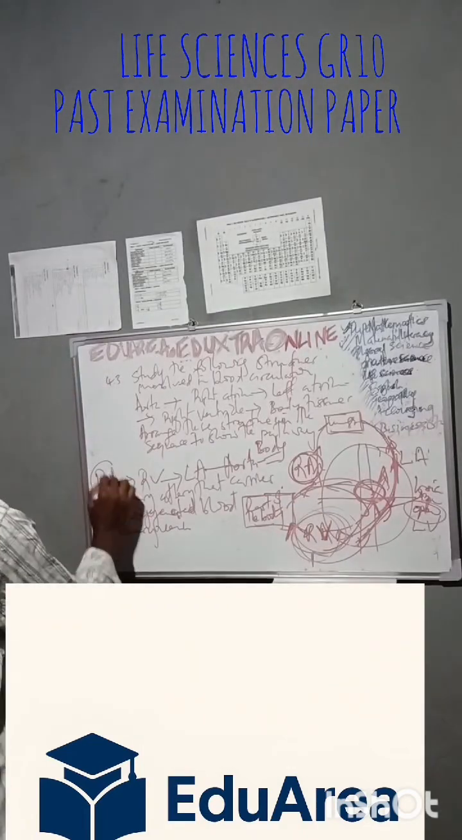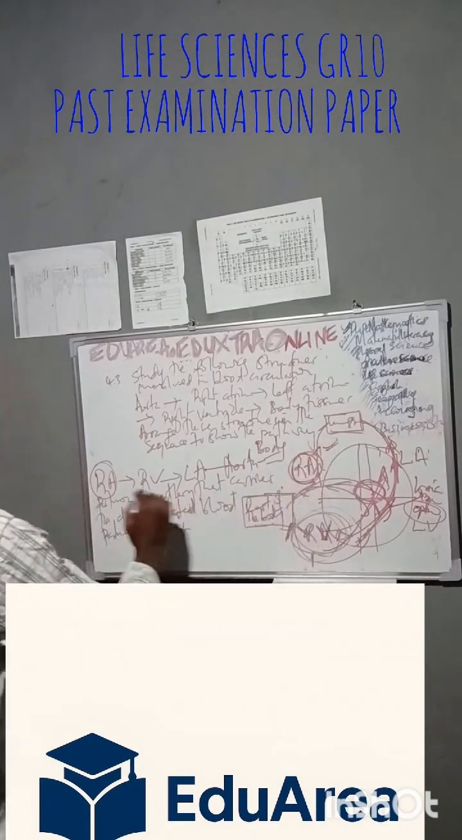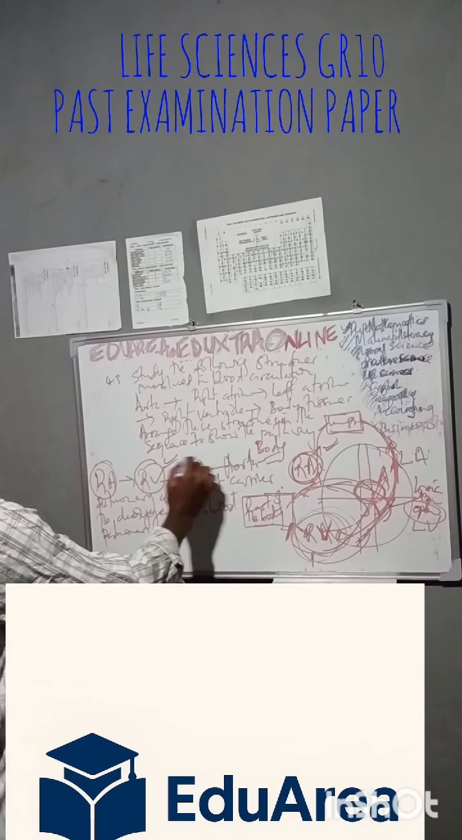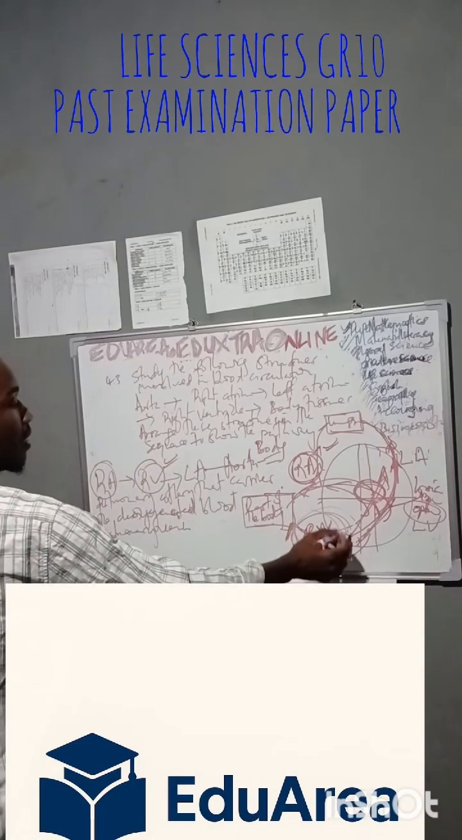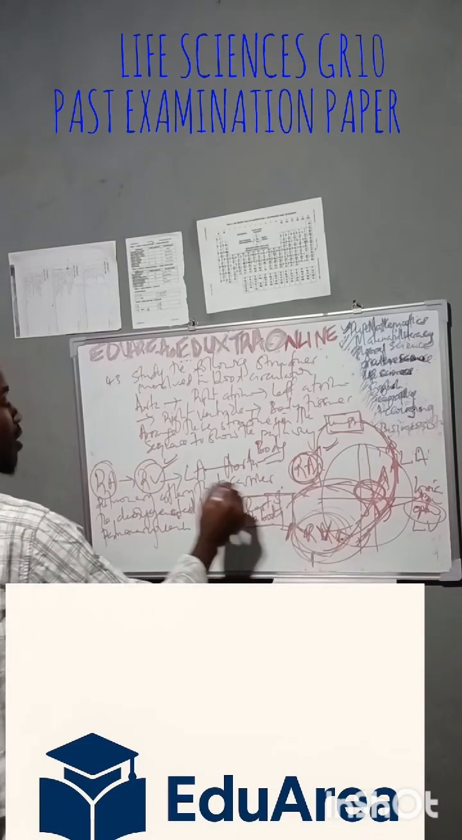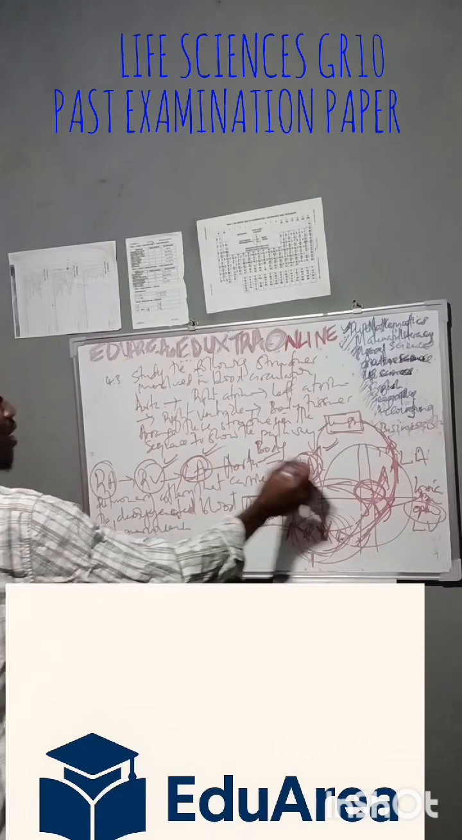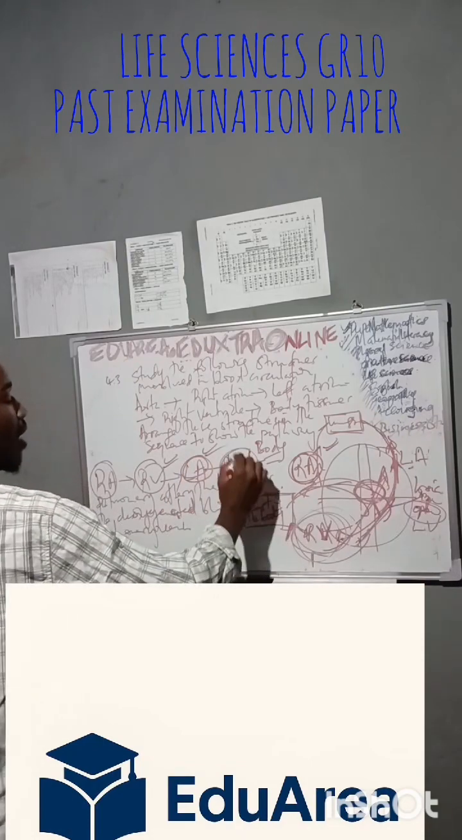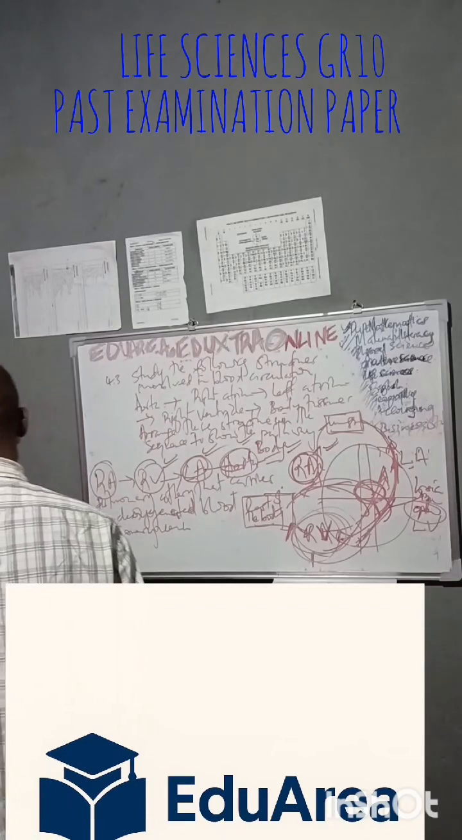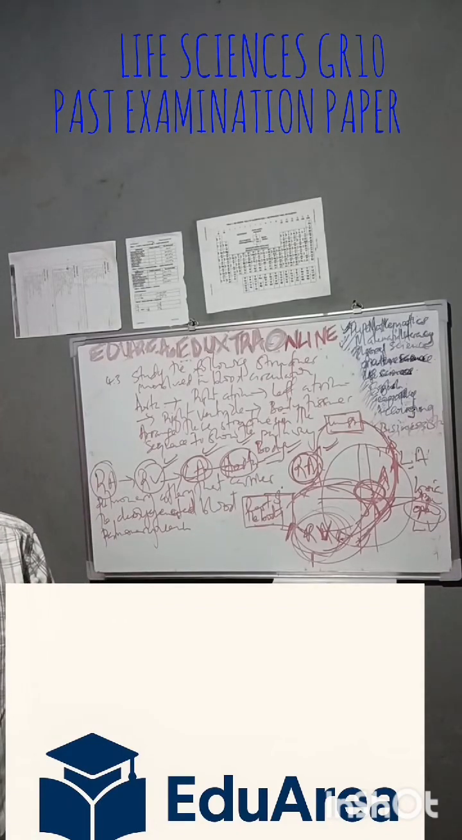So we start with the right atrium, then we go to the right ventricle, then we go to the left atrium, then the aorta and the rest of the body. So this is how the blood moves through the body. This is the presentation of how circulation takes place in a human body.